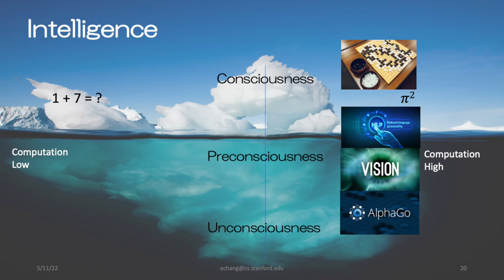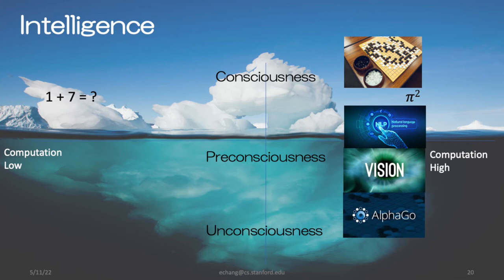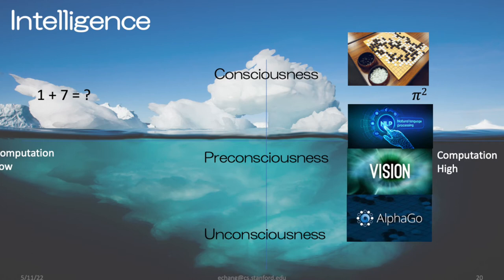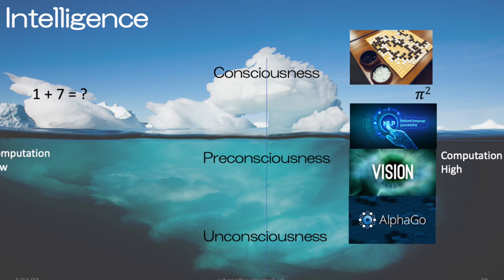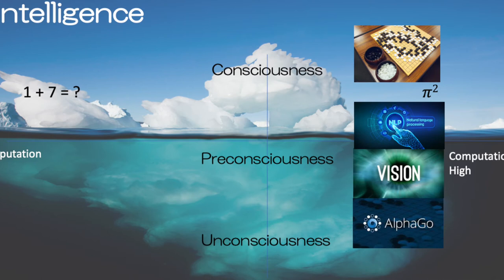AlphaGo, I would say, is at the bottom. Computationally high, I kind of question that, but we can move it to the left a little bit. And vision is in between, getting into a preconscious state, and natural language processing for sure. When we have a language talk, a conversation with each other, we have to get into a conscious state. Of course, if we just look at alphabets, we're probably in an unconscious state, but eventually when you formulate an article or a conversation with others, we get into a conscious state.